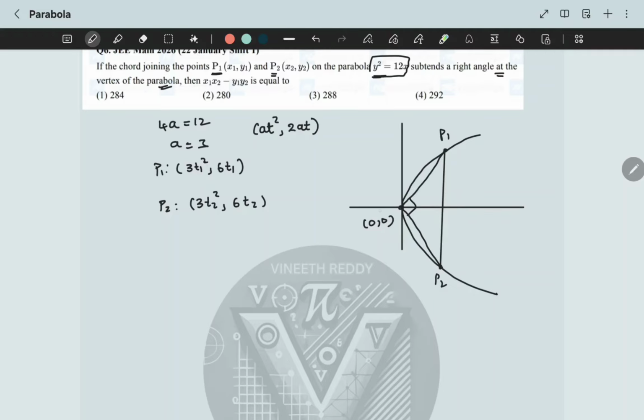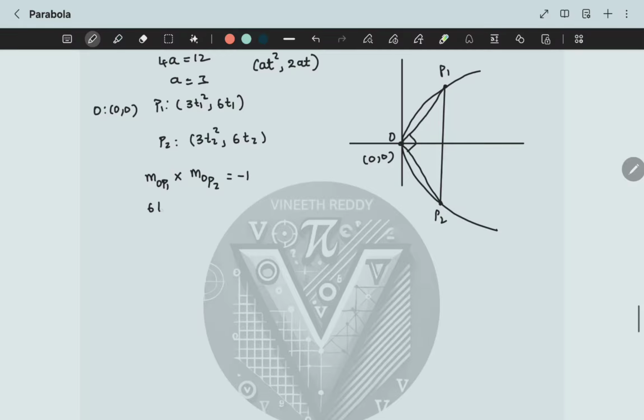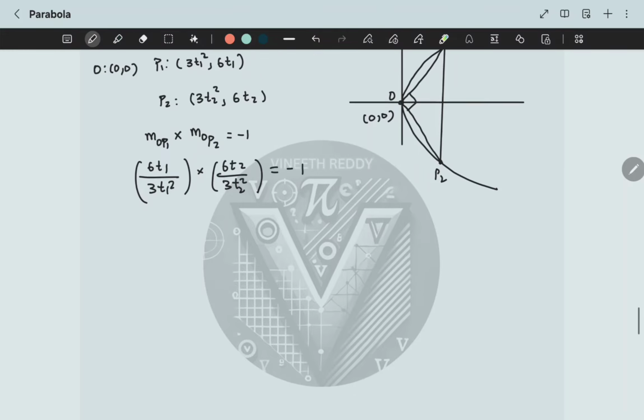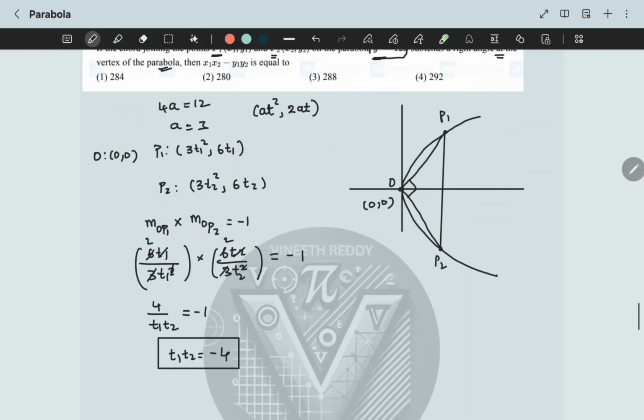Something like this. That means the slope of OP1 and the slope of OP2, the product of their slopes should be equal to minus 1. What will be the slope of OP1? That will be y2 minus y1 by x2 minus x1. Coordinates of the origin are 0, 0. So simply we'll write 6t1 divided by 3t1 square, dear students, into 6t2 divided by 3t2 square. That should be equal to minus 1. This is 2, this is also 2. So we can write 2 into 2 is 4 by t1 t2 equals minus 1. t1 t2 should be equal to minus 4. That's it. So t1 t2 is minus 4.